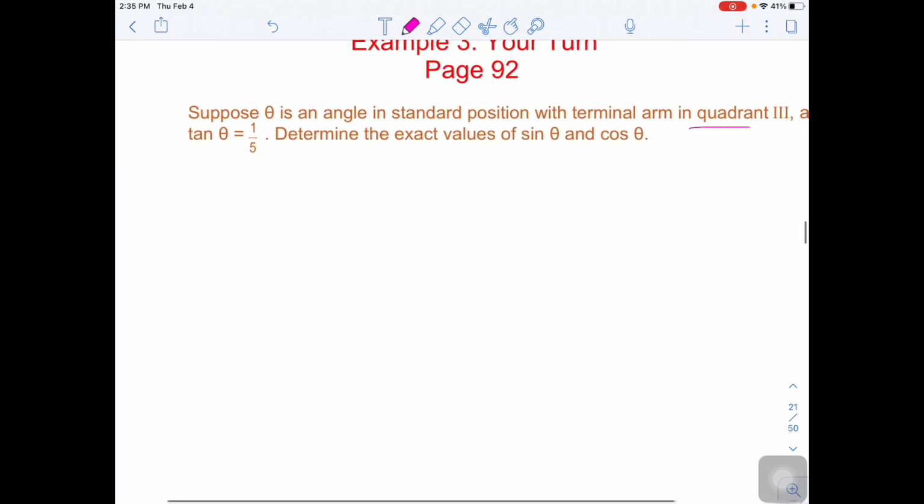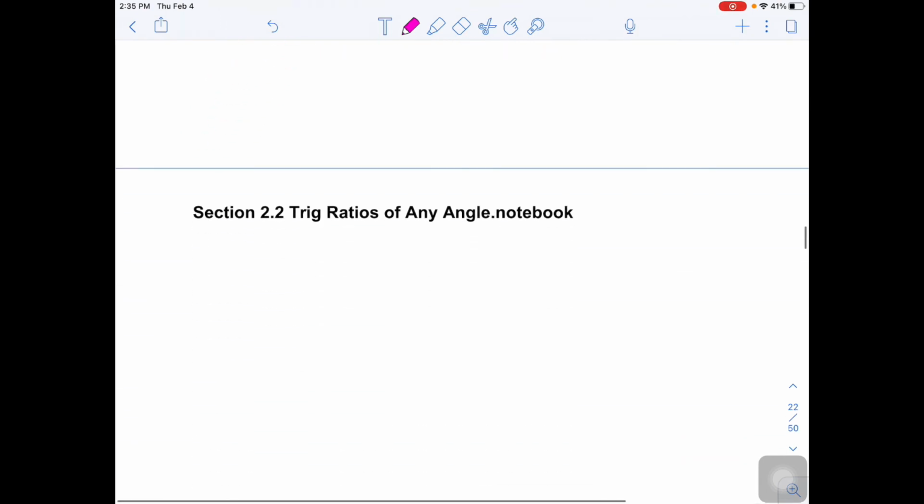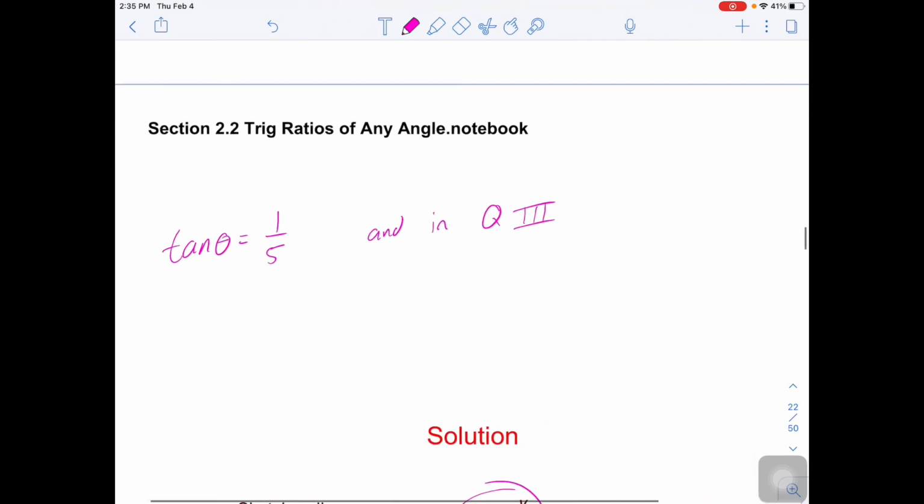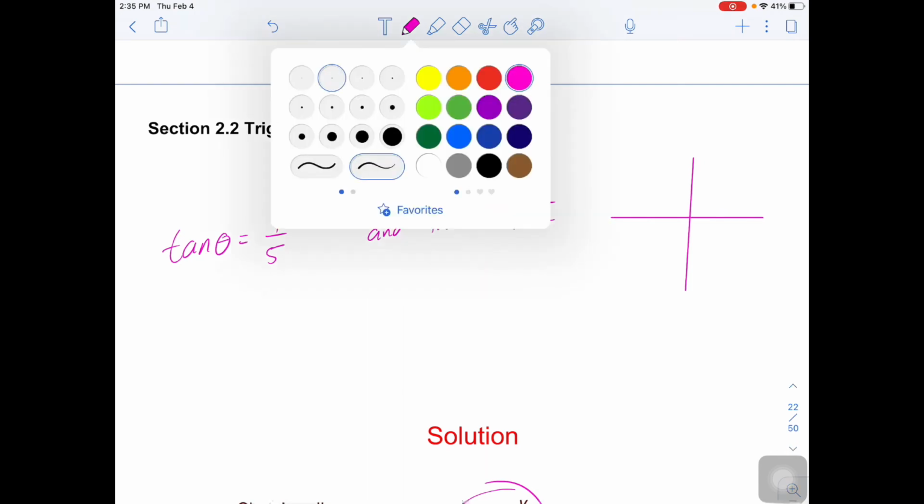So a few things you really want to keep in mind are quadrant 3 and that tan equals 1 over 5. So let's write that on the bottom here. Tan angle equals 1 over 5 and in quadrant 3. Now think about quadrant 3. Start by drawing a diagram. This question's a little bit trickier than it might seem at first.